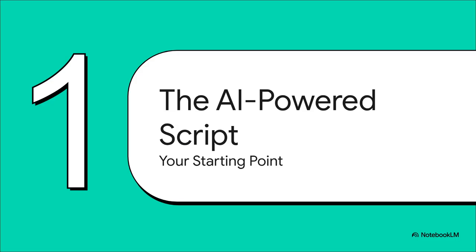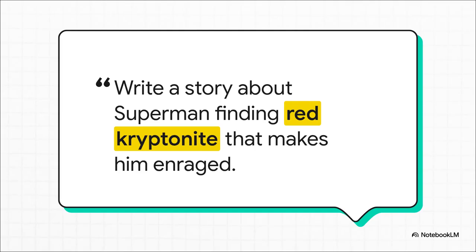All right, section 1. Look, every great video starts with a great script, right? But here's the twist. You don't even have to write it yourself. This is where AI becomes your creative co-pilot, building out an entire story from just one little spark of an idea. It all starts with a prompt, a simple instruction. For this little project, we're going to go with, write a story about Superman finding red kryptonite that makes him enraged. That's it. That one sentence is literally the launchpad for this entire video.